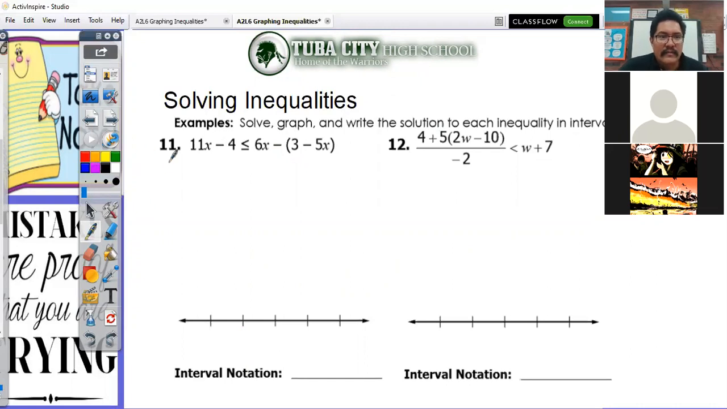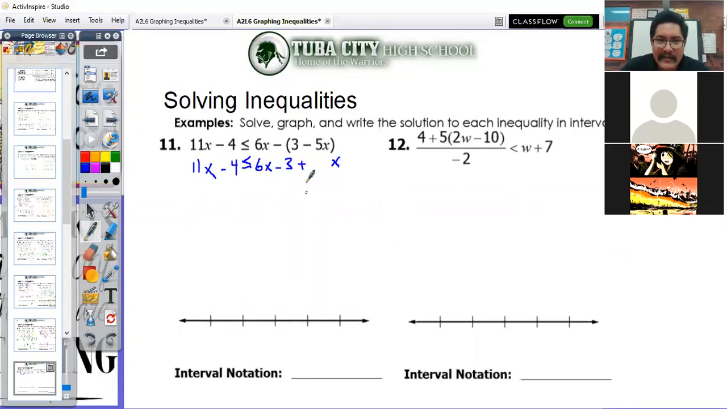I'm gonna use blue. I haven't used blue in a while. 11x minus 4. 6x minus 3, and I got to multiply both of these, so -3 and 5x. I said 5x. I was looking at that. How did I put 15 in there? Or did I say 15? Anyway, 11x minus 4.